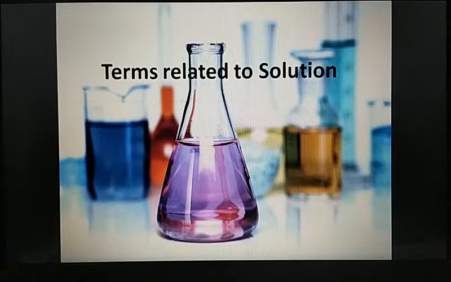Good morning, students. Previously, we discussed true solutions, suspensions, colloids, and their properties with some examples. Now, today we'll learn about certain terms related to solution.